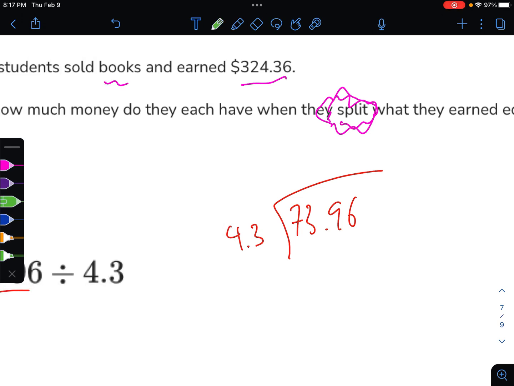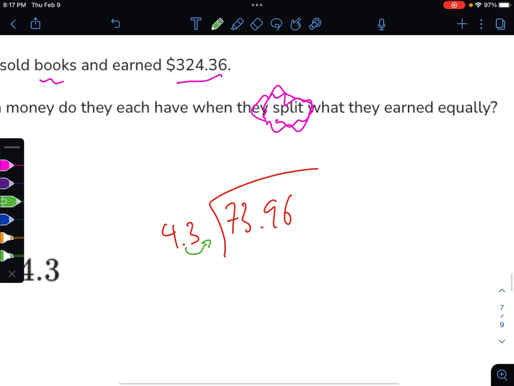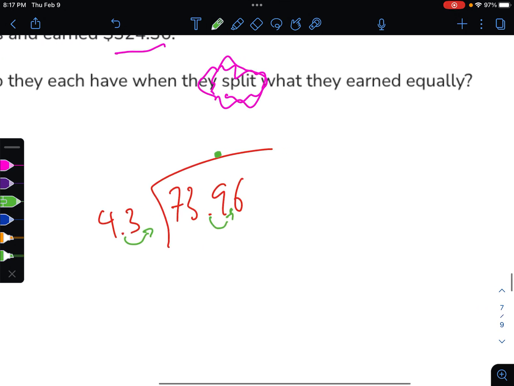And we're going to deal with them by moving them. Okay, this is going to shift over 1. And whatever I do outside, I got to do inside too. I'm going to shift it over 1, and then I'm going to slide it right up into the answer. So my decimal is now dealt with.